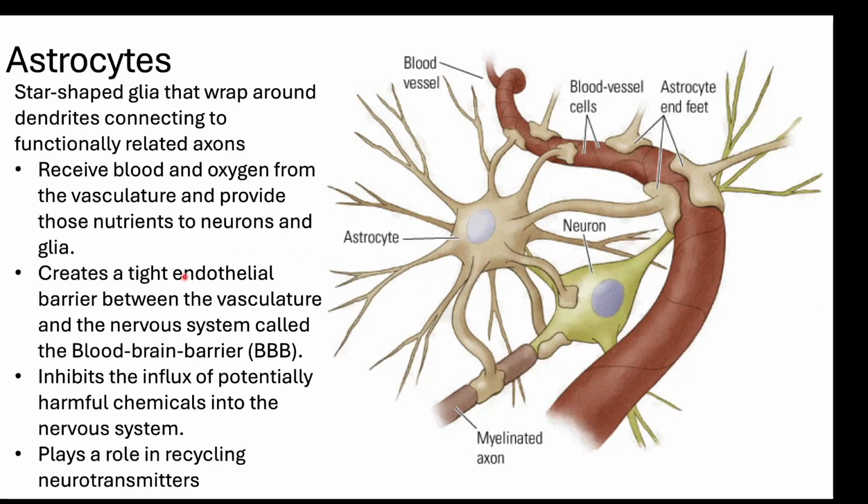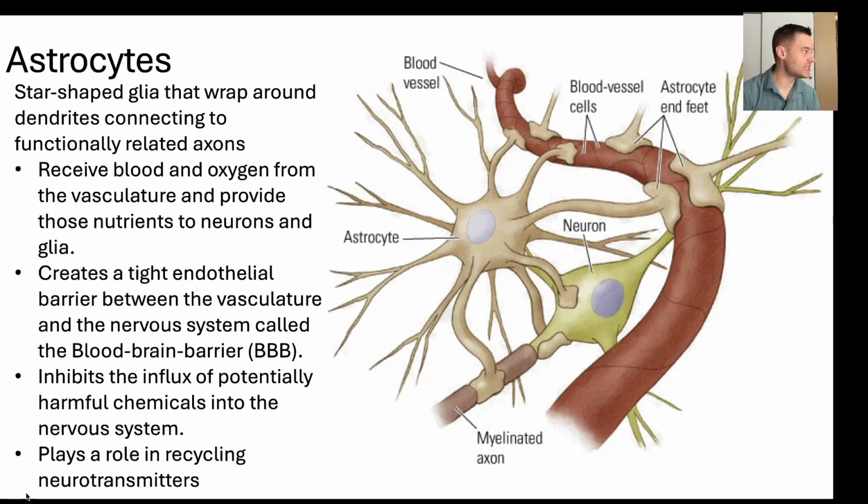And this is the most important thing as far as I'm concerned. I mean, obviously you need everything in order for your nervous system to function, but in my opinion, the most important thing to know about the astrocytes is that they create a tight endothelial barrier. And endothelial is just talking about the type of cells that are composing the vasculature, between the vasculature and the nervous system, called the blood-brain barrier. You absolutely, positively need to know what the blood-brain barrier is.